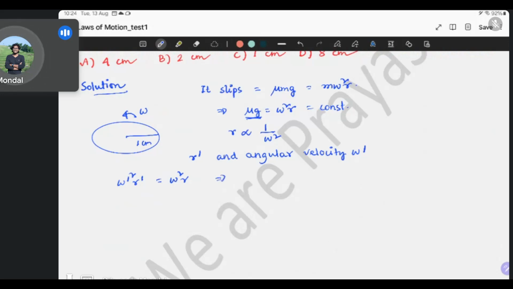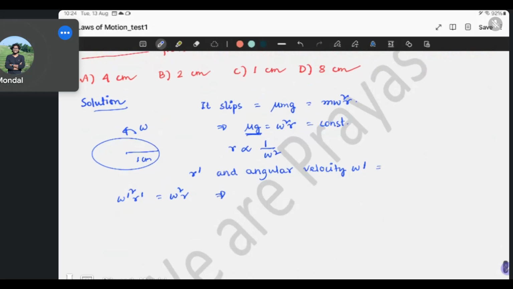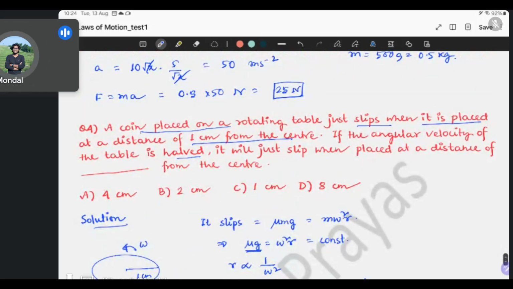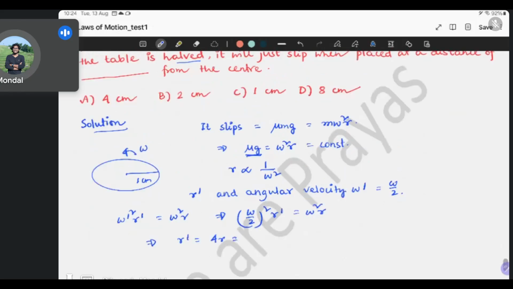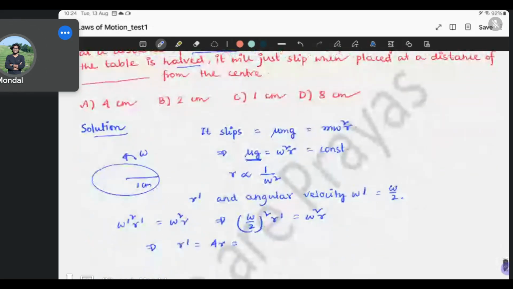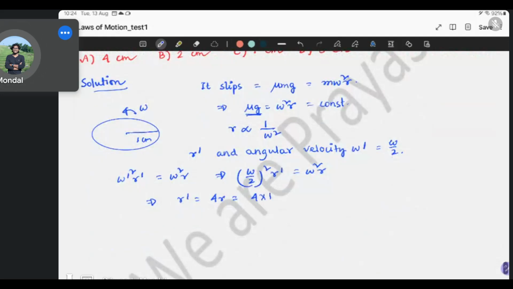So how much is omega prime? The angular velocity is halved, so omega prime becomes omega by 2. Then omega by 2 whole square times r prime is omega square r, so r prime becomes 4r. What was r before? r was 1 centimeter, so this becomes 4 centimeters.